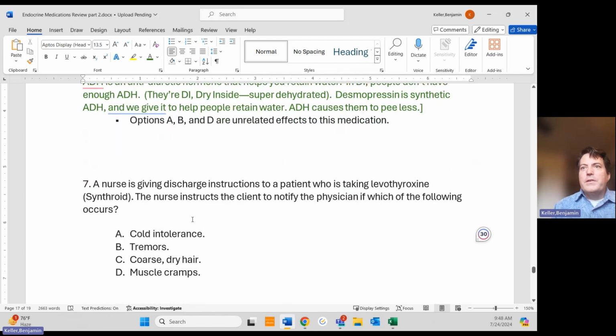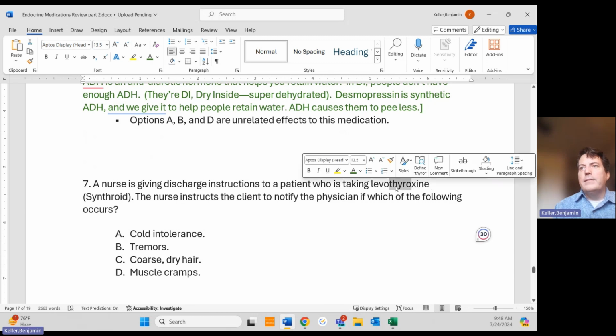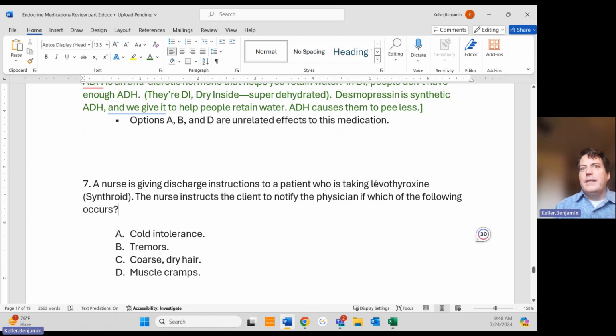A nurse is giving discharge instructions to a patient on levothyroxine, or Synthroid. The nurse instructs the client to notify the physician if which of the following occurs. Okay, so what are we thinking about here? What is levothyroxine? Well, let's see. It's a thyroid medication, a synthetic thyroid medication, so it's going to increase that thyroid.